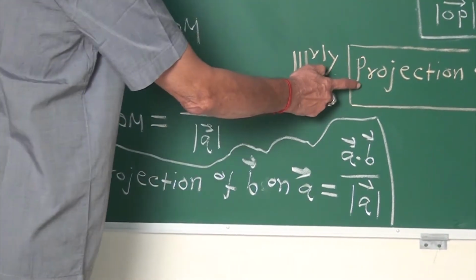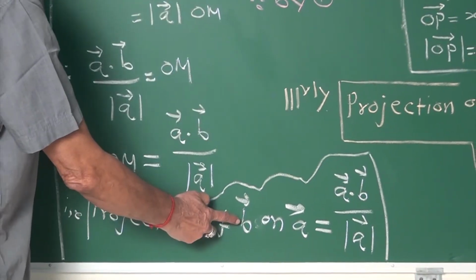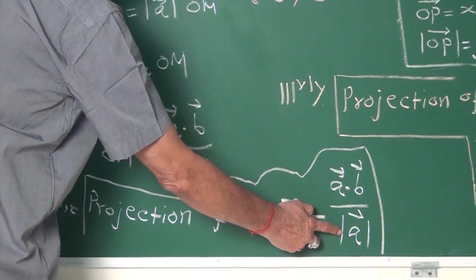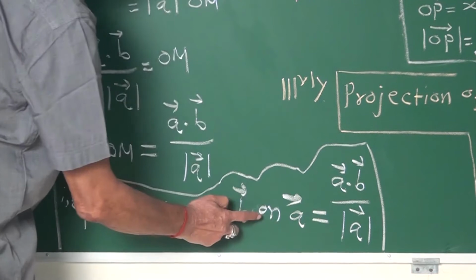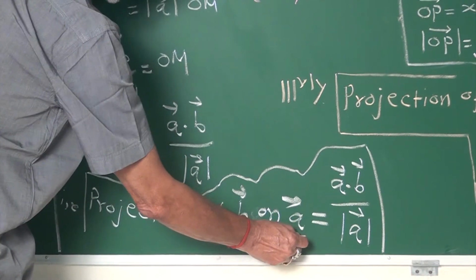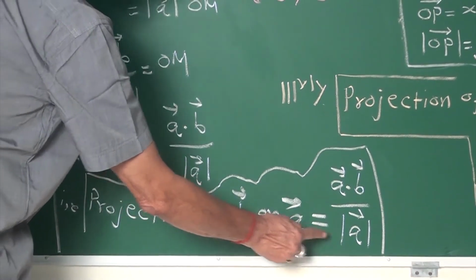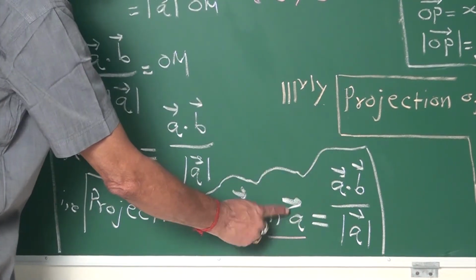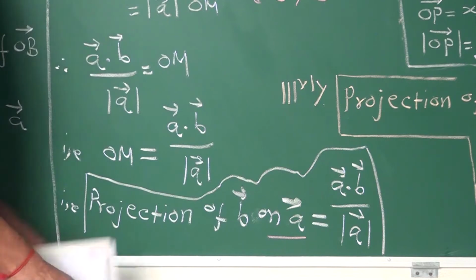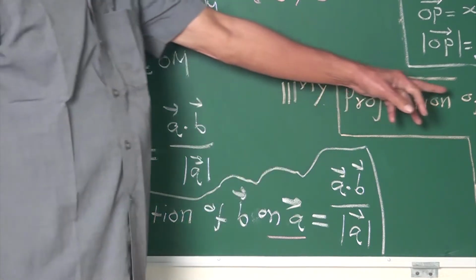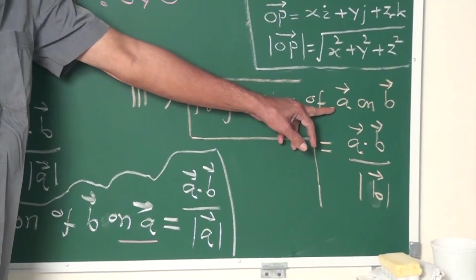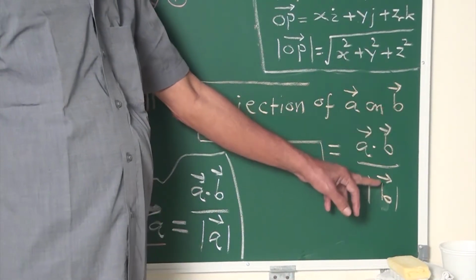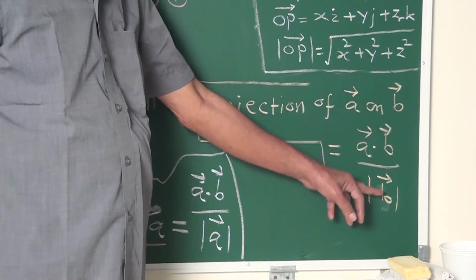Similarly, projection of B on A is A dot B upon magnitude of A. What is the denominator? The one on which we project, that is A, comes down. If you interchange them, the projection of A on B is A dot B upon magnitude of vector B.